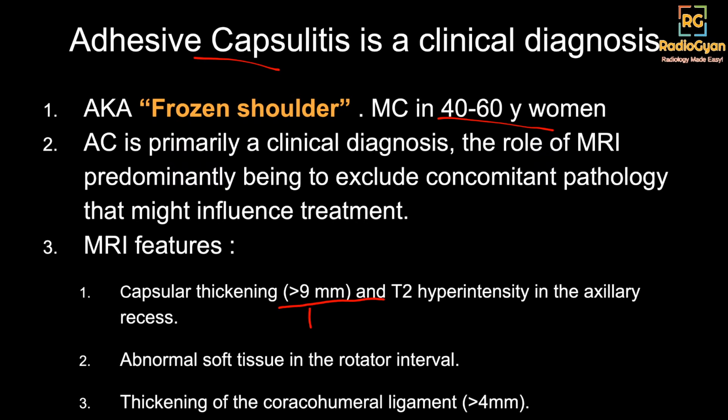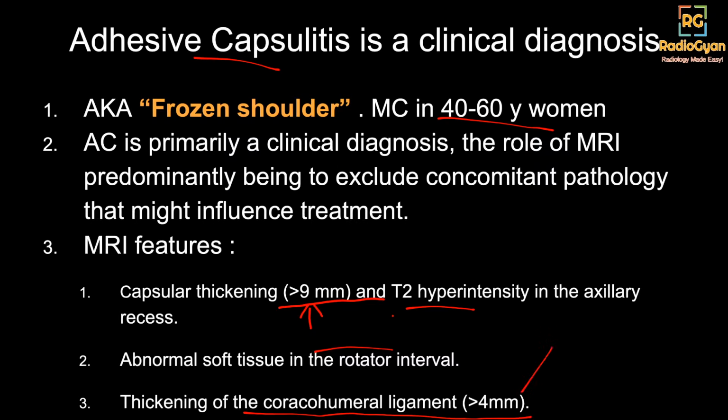Highest sensitivity is when we use the thickness as more than 9 millimeter, and T2 hyperintensity in the axillary recess portion of the glenohumeral joint capsule. Abnormal soft tissue in the rotator interval, as we saw, and thickening of the coracohumeral ligament more than 4 millimeter.